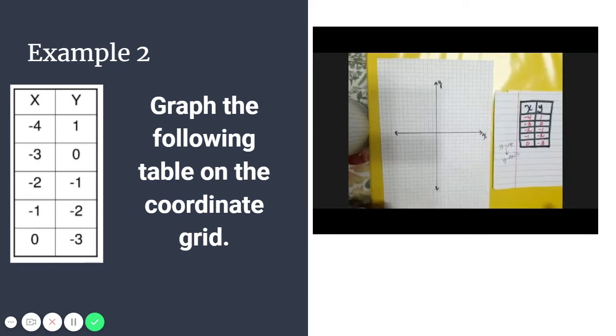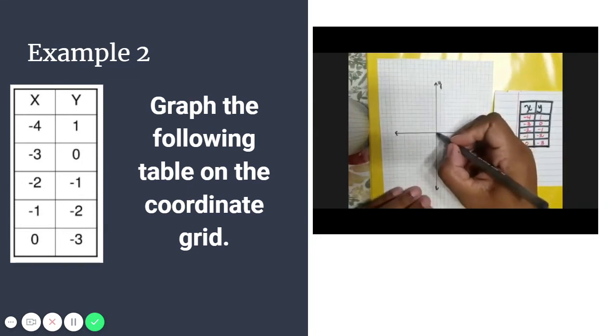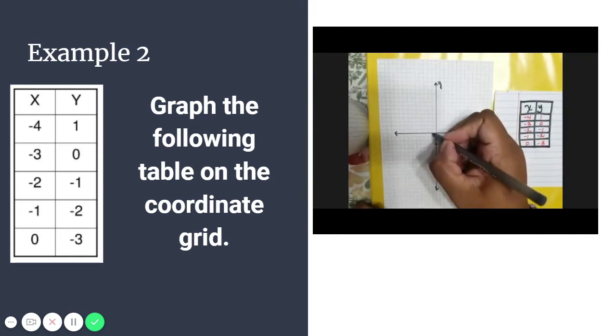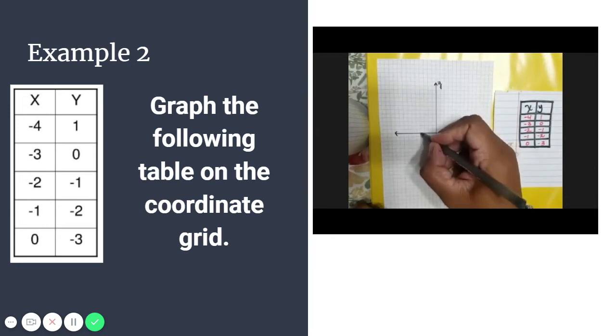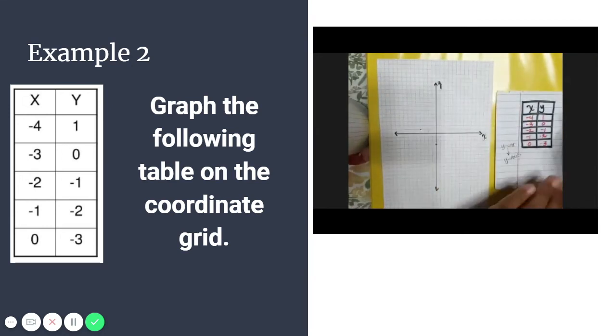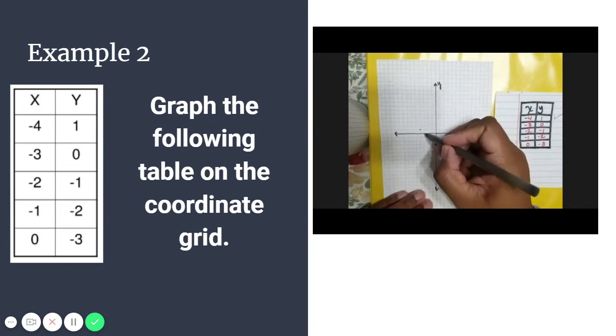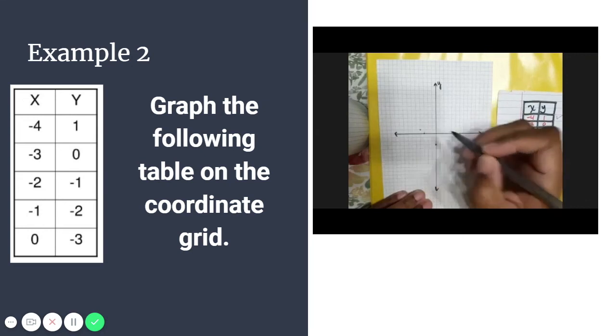So I'm going to first start by plotting that point. And the y-intercept here is 0, negative 3. So I'm going to start here at 0 and go down 1, 2, 3. From there, I'm just going to plot the remaining points. So I'm going to start with my negative 4, 1. So I'm going to go left 4, up 1. 1, 2, 3, 4, up 1. And then I'm going to plot negative 3, 0. Left 3, 1, 2, 3. And then 0 means I don't go up or down. So I'm just going to plot right there.